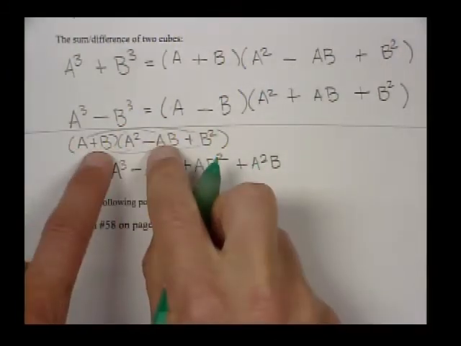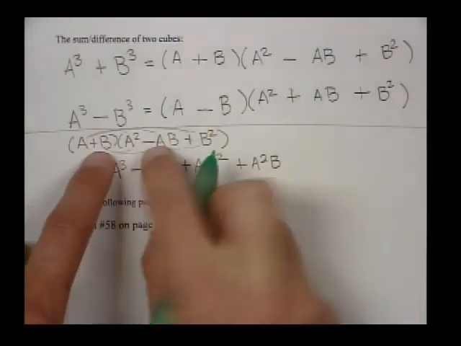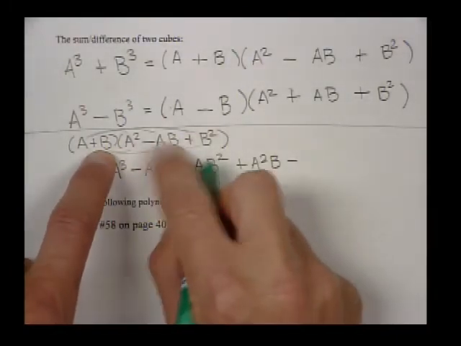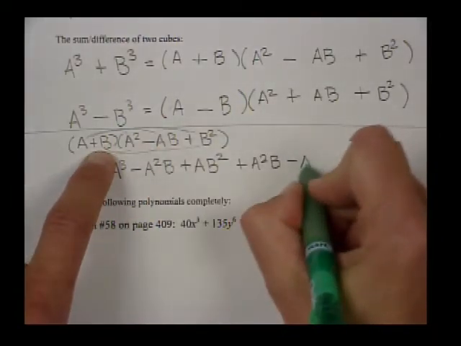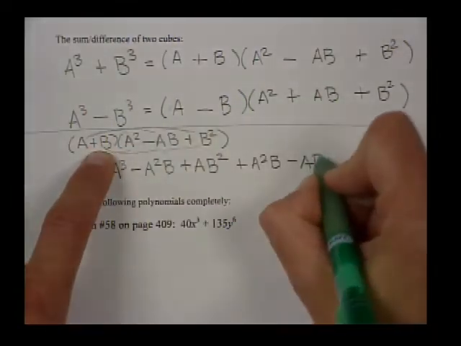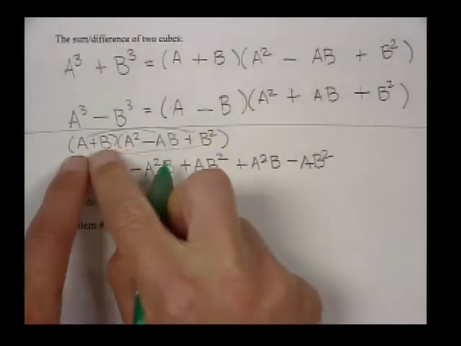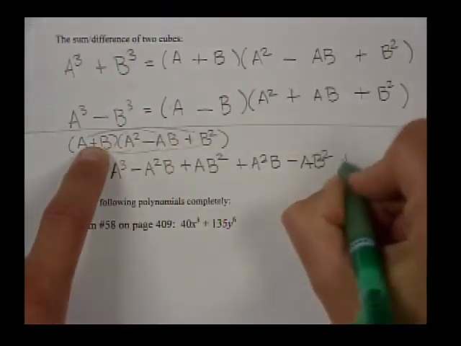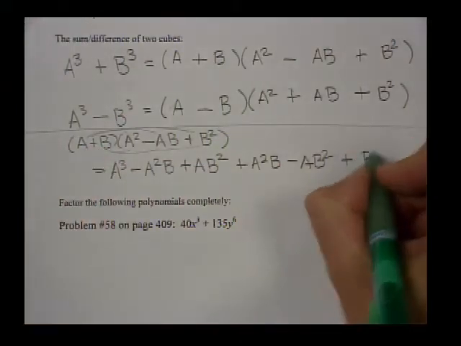And now the b times the second term. So positive times negative is negative. B times ab. So there's just one a, but the b is going to be squared then. B times b is b squared. And then the b times the b squared. They're both positive, so it's plus. And b times b squared is b cubed.